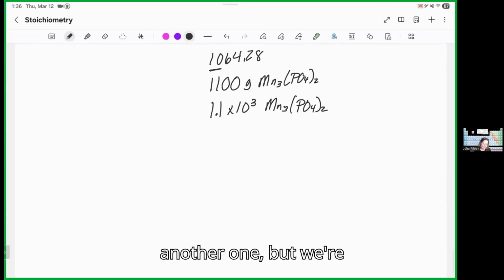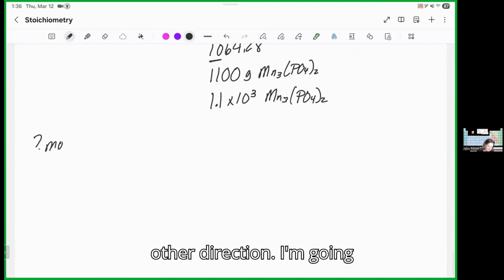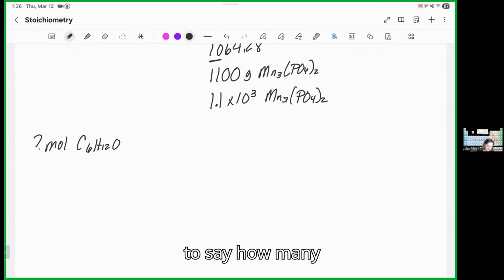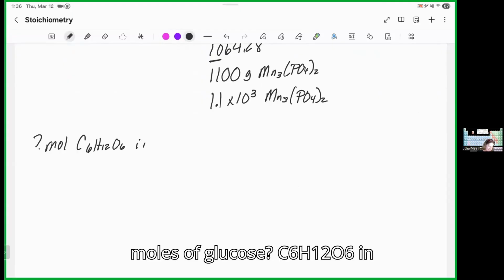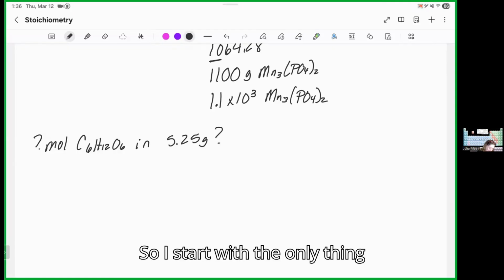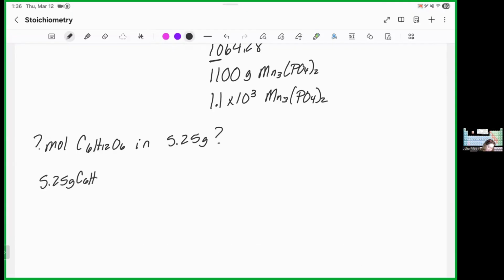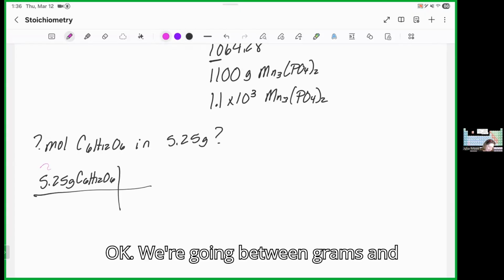Okay, so let's do another one, but we're going to go the other direction. I'm going to say how many moles of glucose, C6H12O6, are in 5.25 grams of glucose. So I start with the only thing I know, my 5.25 grams of glucose. Okay, we're going between grams and moles.